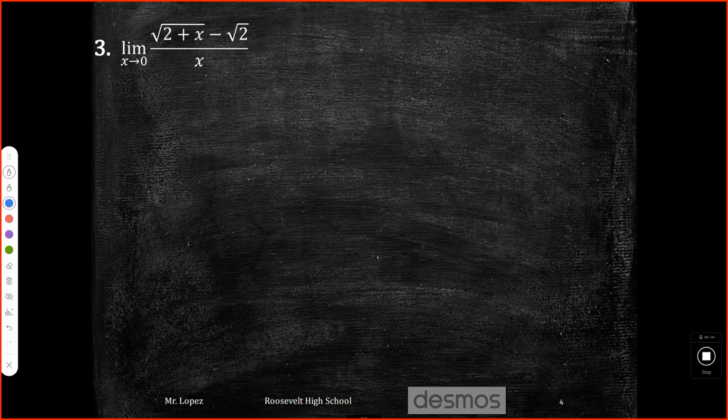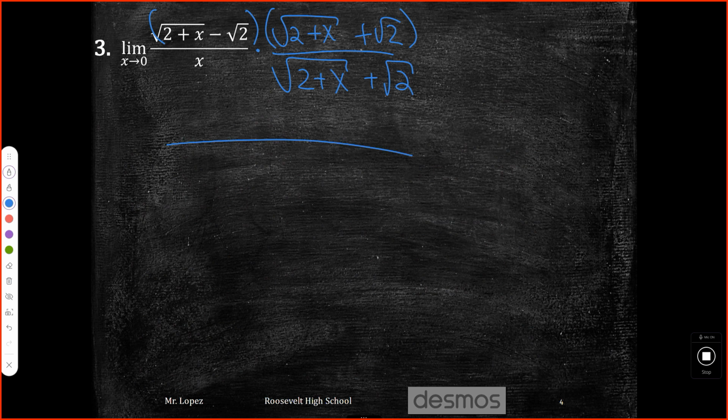So the theme of today is to times by the conjugate. So let's get started with times in it by the conjugate. Square root of 2 plus x plus square root of 2. Do the same at the bottom. Multiply the top, leave the bottom alone. So when you multiply it out, it would be 2 plus x. The middle will cancel out.